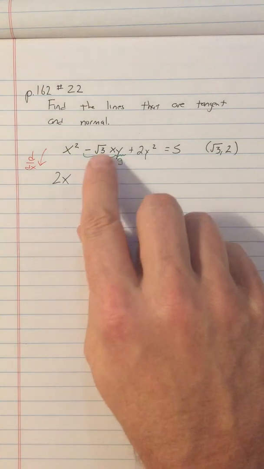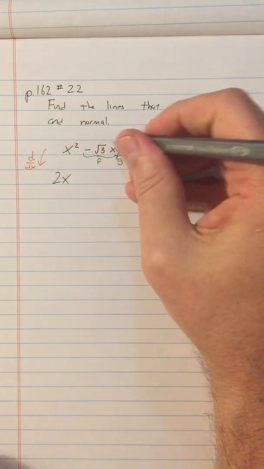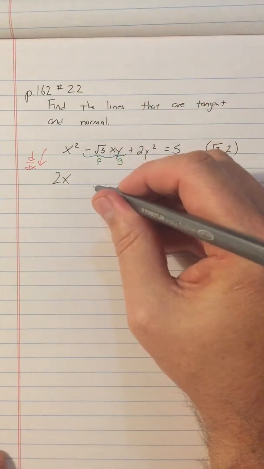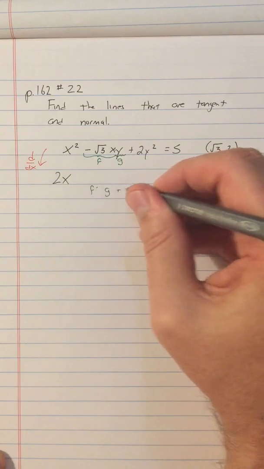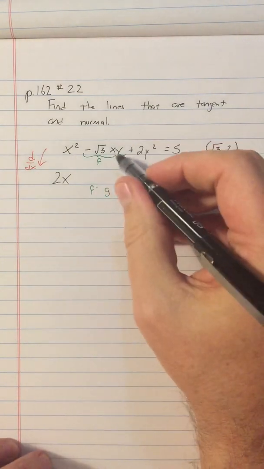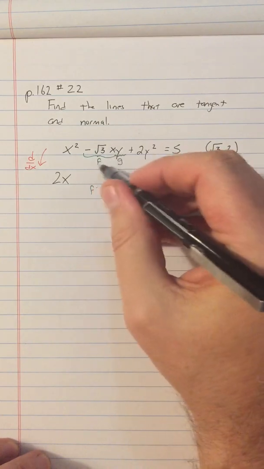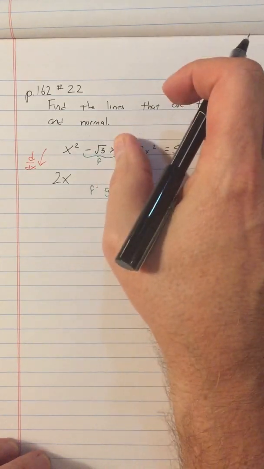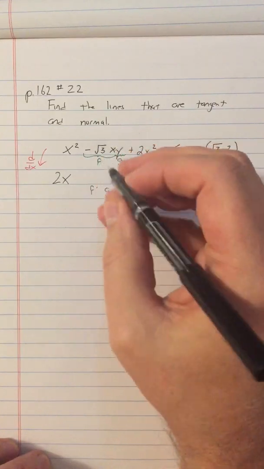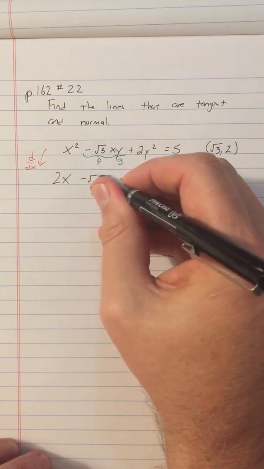Either way, you have a product here, right? One function times another. There's got to be a product there. So we've got to be thinking product rule, f prime g plus f g prime. When I do f prime, my f does not have a y in it, so there will be no dy dx, even though I'm doing a derivative. So the derivative of negative square root 3x is negative square root 3.